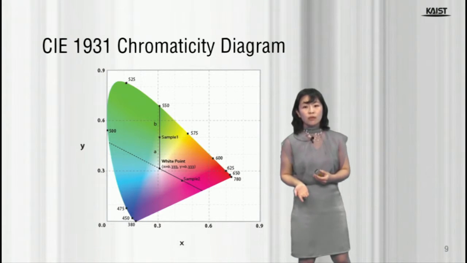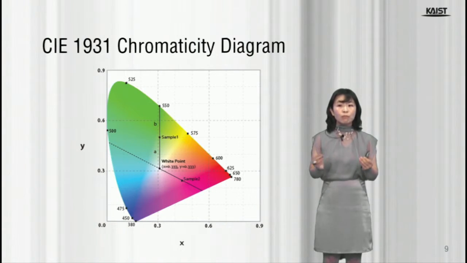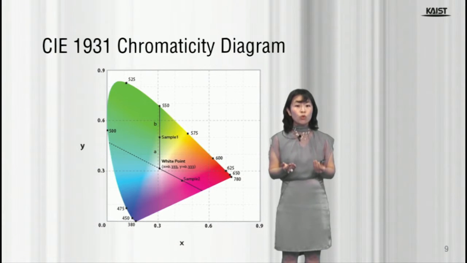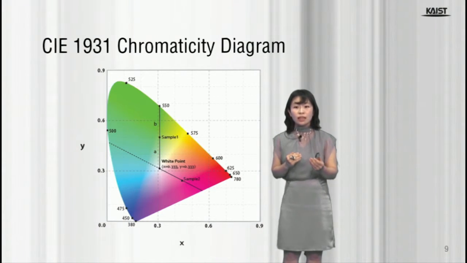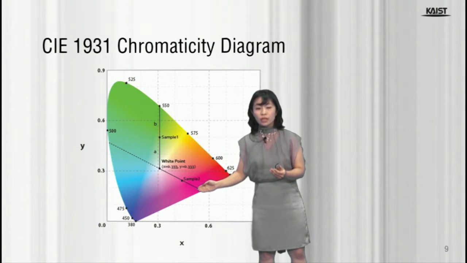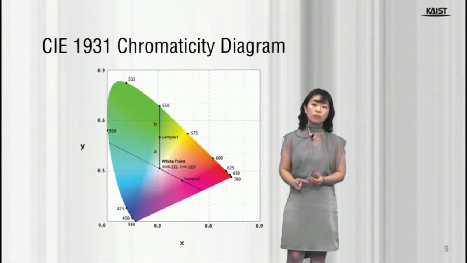Another utility of the chromaticity diagram is about color mixture. When we add sample 1 and sample 2, the mixed light will be on the line that connects sample 1 and sample 2. Depending on the intensity of each, the exact place will be determined.